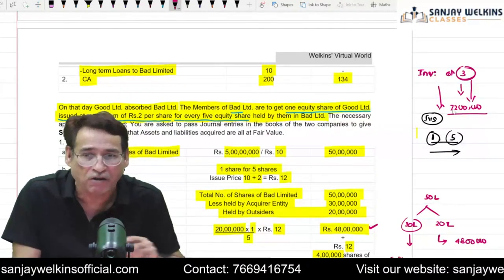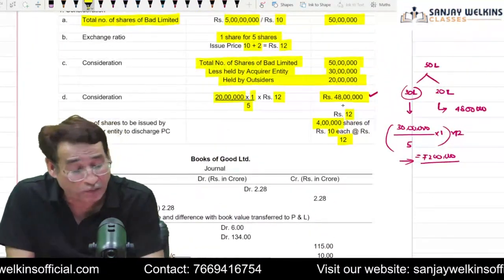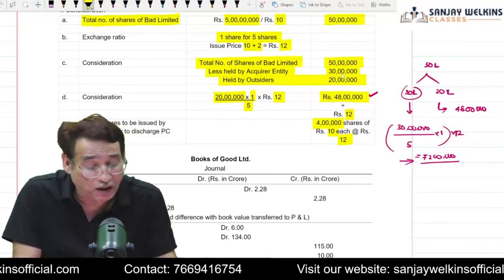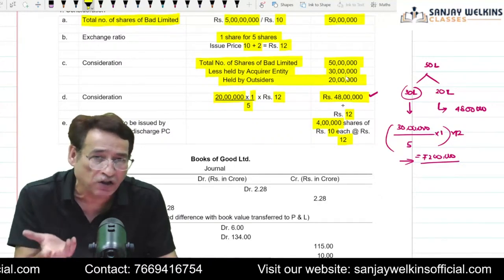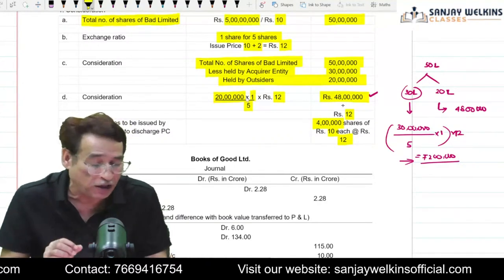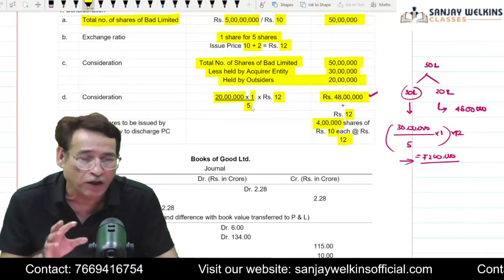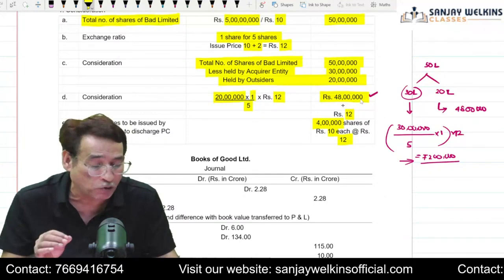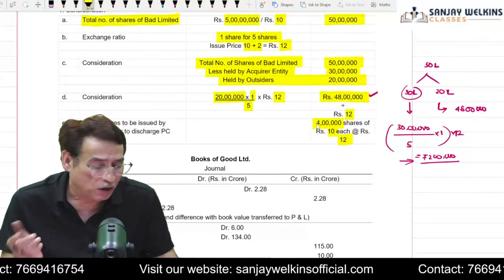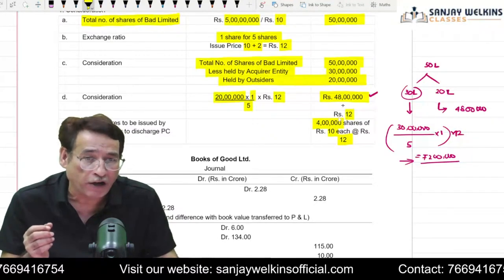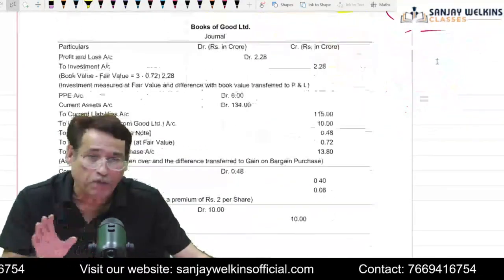Anyway, first of all, we need to take into account, once again I'm repeating, 50 lakh total number of shares, pluck out the number of shares which you are already having, less 30 lakh. These shares are already held by the acquirer, outsiders 20 lakh. Then you divide it by 5, multiply it with 1, because for 5 shares we are issuing 1 share at the rate of rupees 12, total amount happens to be 48 lakh. Then you can also find out the number of shares this way around by dividing it by 12. So 4 lakh shares of 10 each at the rate of 12. This is the amount of purchase consideration.